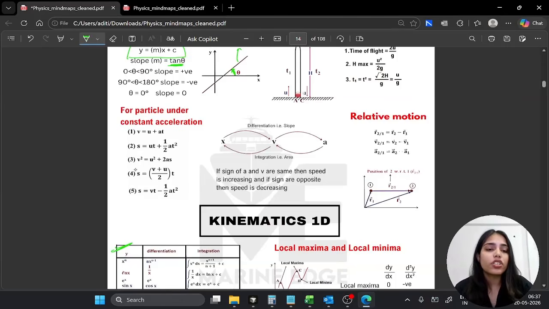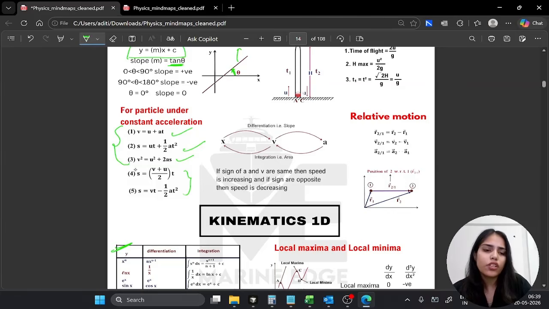Now, we have 3 major formulas when we talk about solving any question regarding kinematics. That is, v equals u plus at, s equals ut plus half at square, and v square equals u square plus 2as. From these only, we can also write s equals (v plus u) upon 2 into t, and s equals vt minus half at square.